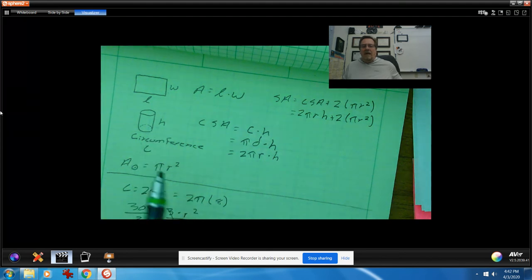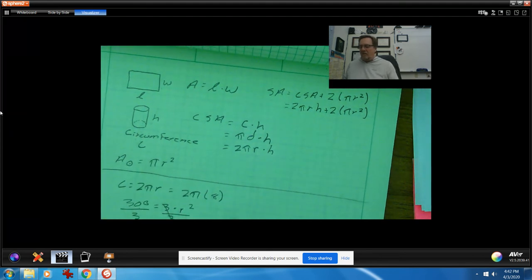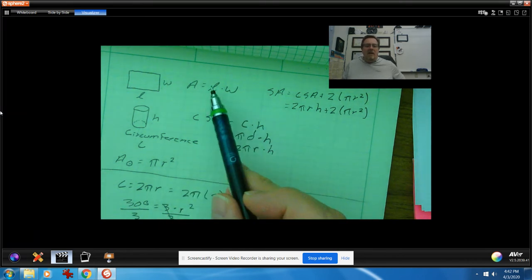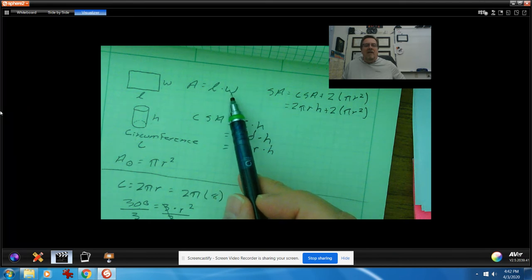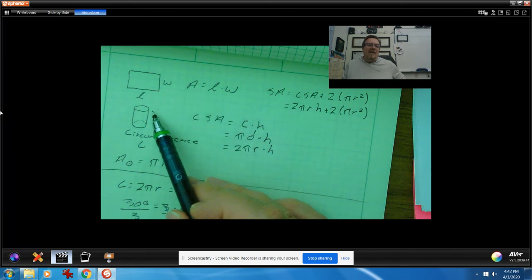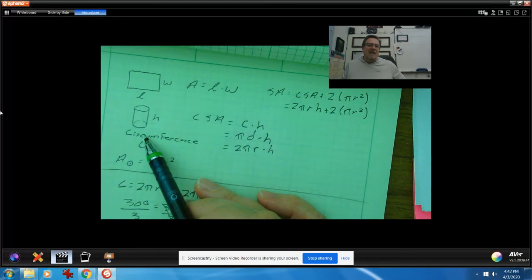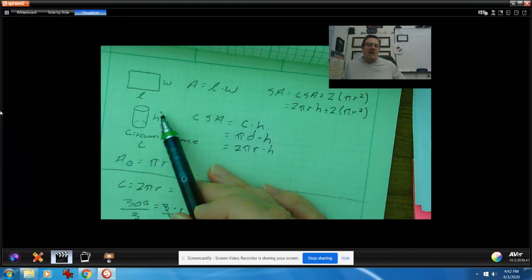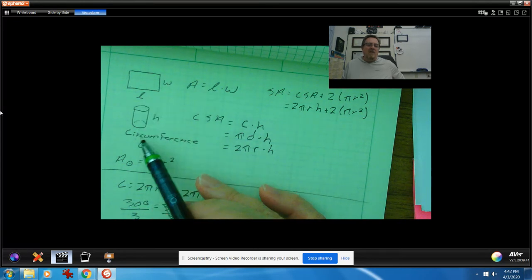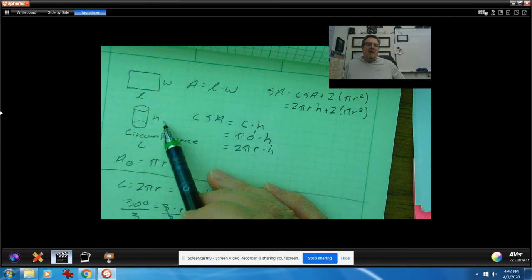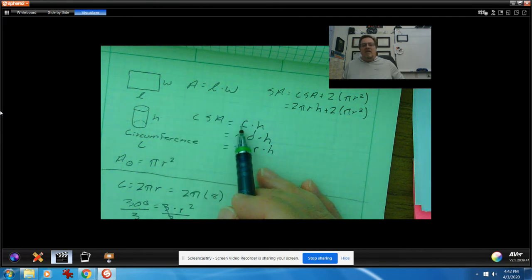So when we look at what's called the curved surface area, CSA, it's really just going to be not length times width, but instead circumference times height, C times H. So L is now C and W is now H. The curved surface area is just C times H.